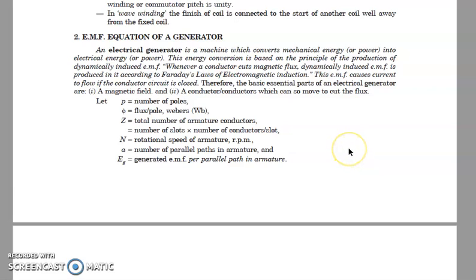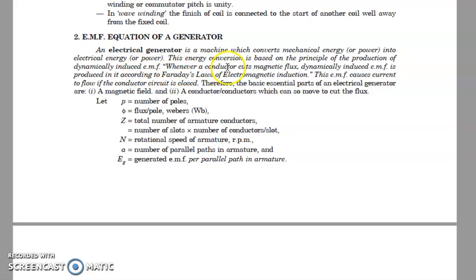Hello students, in this lecture we are going to derive the EMF equation of a generator. First of all, the definition. An electrical generator is a machine which converts mechanical energy into electrical energy. This energy conversion is based upon the principle of production of dynamically induced EMF.